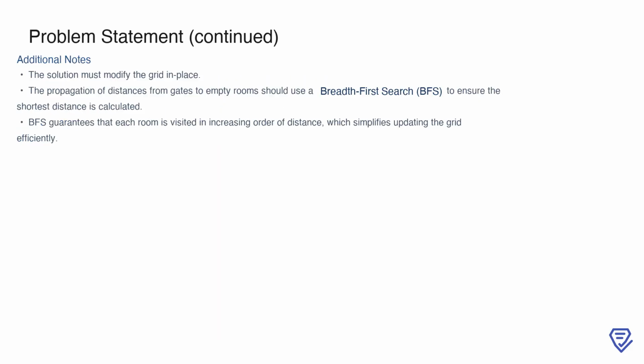To solve this problem, it's important to modify the grid in place, meaning you'll update the original grid without using additional grids for storage. The most efficient way to propagate distances from gates to empty rooms is by using a breadth-first search, or BFS. BFS is ideal here because it ensures that each room is visited in the order of increasing distance from the nearest gate. This guarantees that when you update a room's distance, it is always the shortest possible distance.